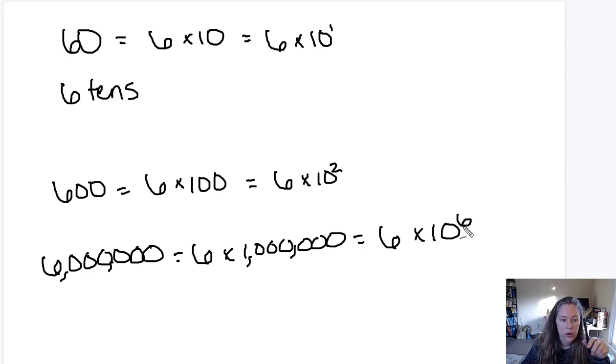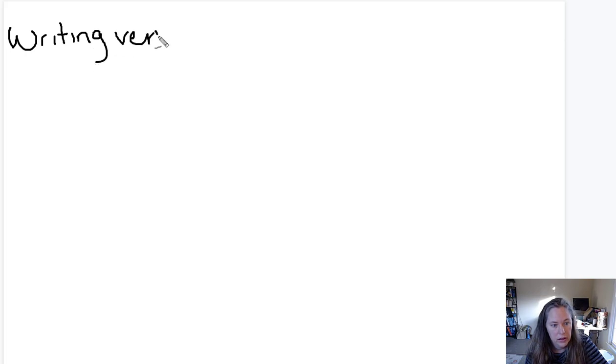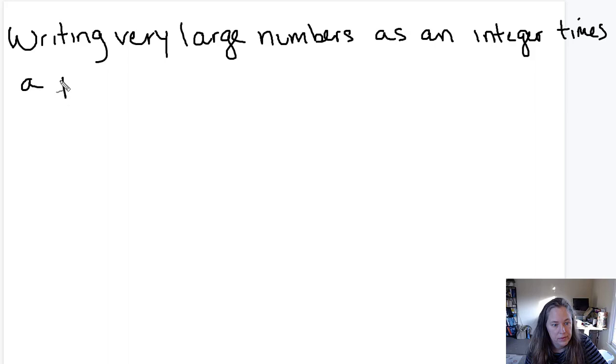Okay, so I'm going to erase this and I'm going to give you notes. Here come your notes. Writing very large numbers as an integer times a power of 10.